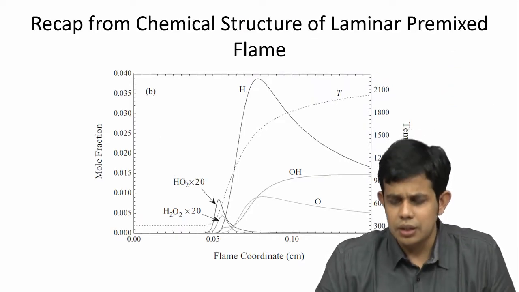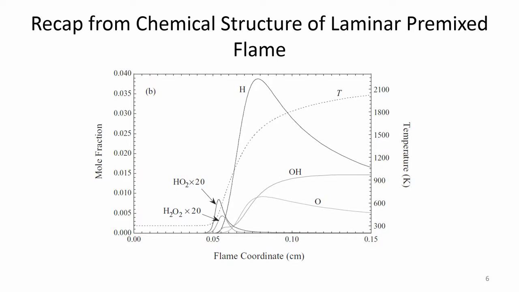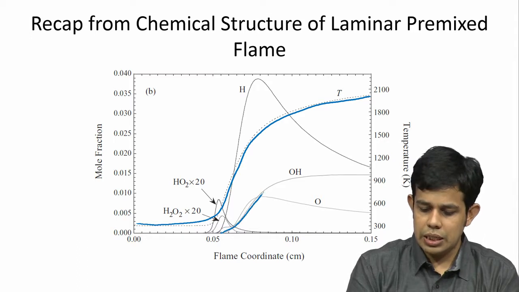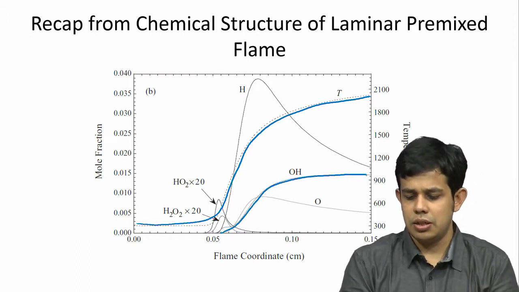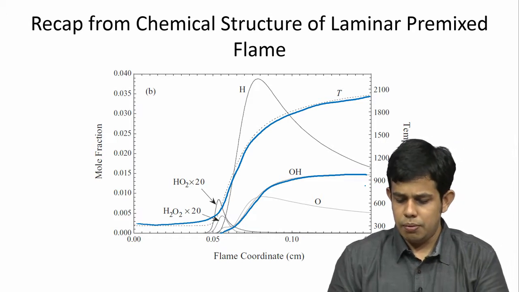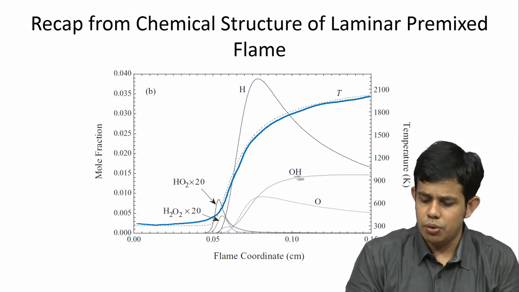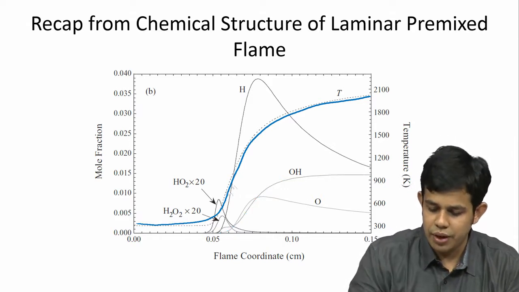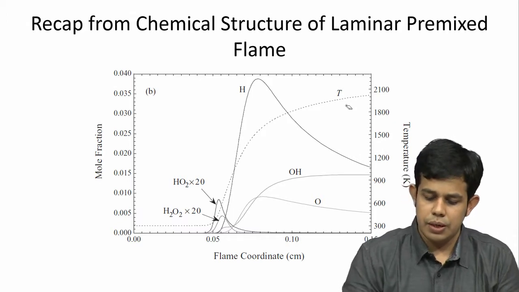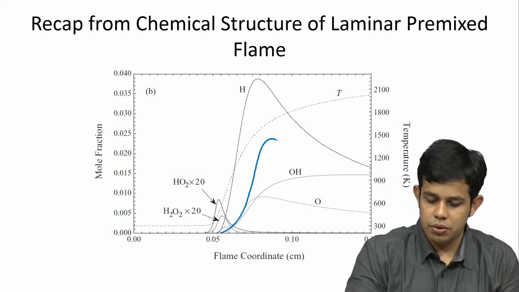To justify why we want to measure OH, this is a recap from the chemical structure of laminar premixed flames, which we discussed several weeks ago. This was the premixed flame, and this came from detailed kinetics, and this is the temperature, and this is the OH profile. This is actually the OH profile in a hydrogen flame. If it is in a methane flame, the OH profile looks something like this.